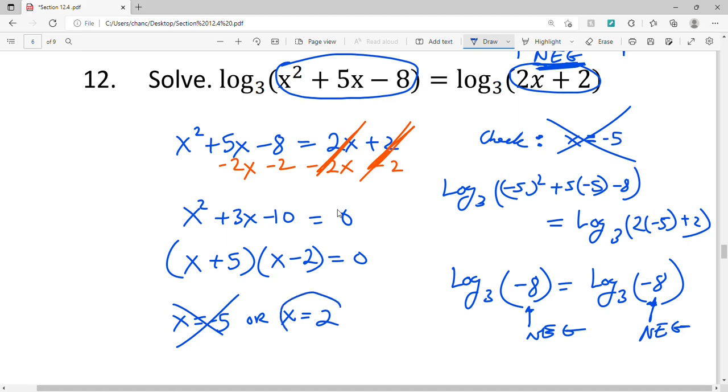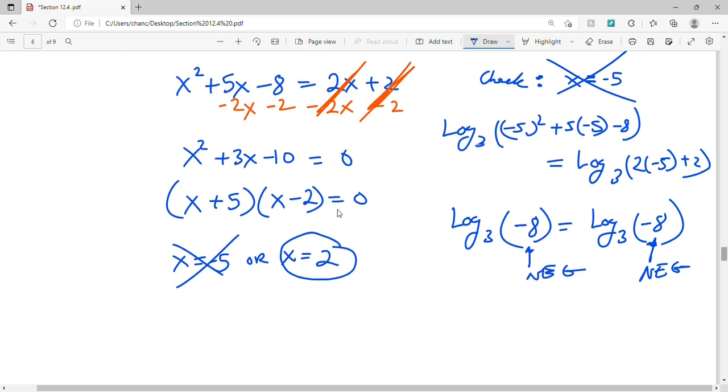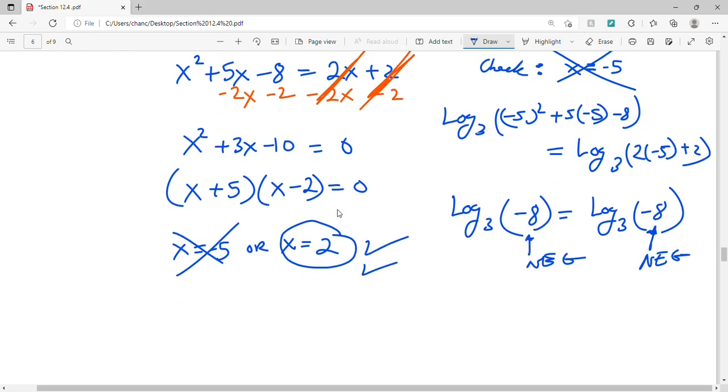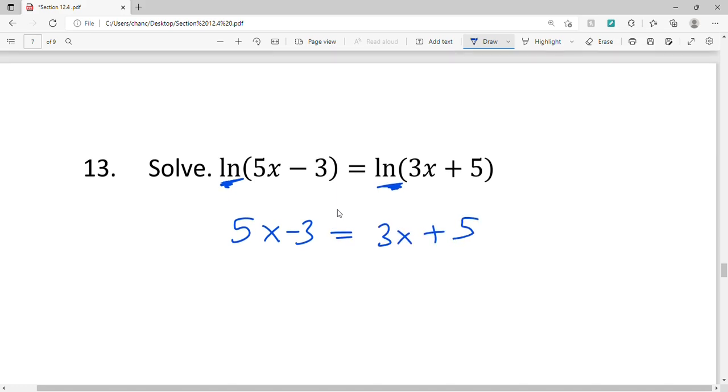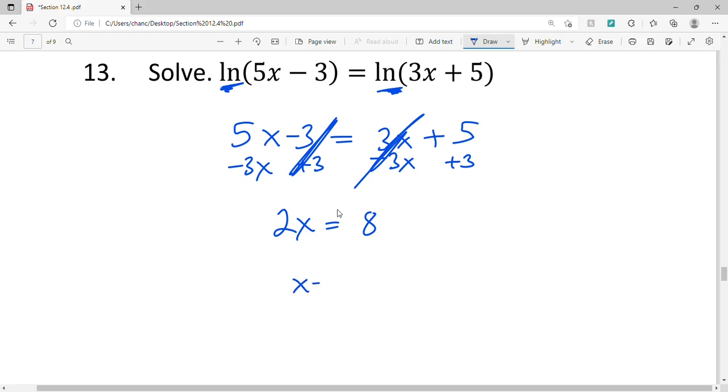You can check x equals 2 on your own, and it does work. So let's make sure you check that on your own. X equals 2 is a good solution. Example 13, again, since they have the same base, the base of e, I can set 5x minus 3 equal to 3x plus 5. There's no quadratic term here. That means I can just subtract 3x to both sides, and we'll add 3 to both sides. This gives us 2x is equal to 8. And solving for x, we have x is equal to 4.